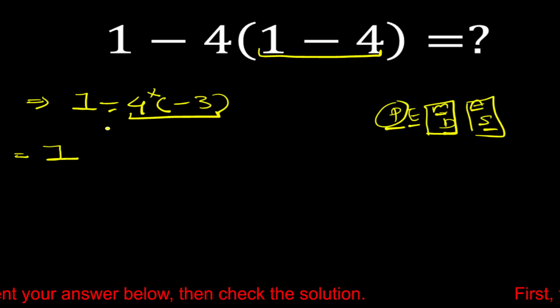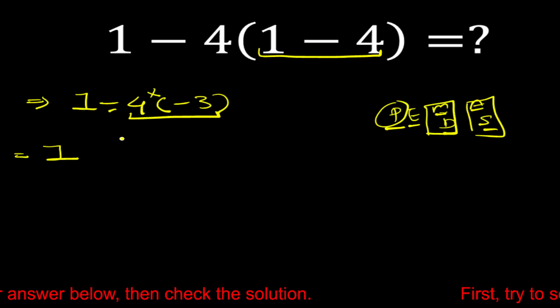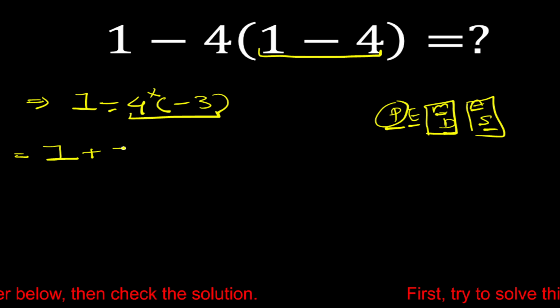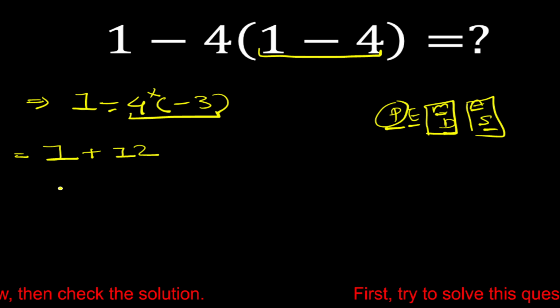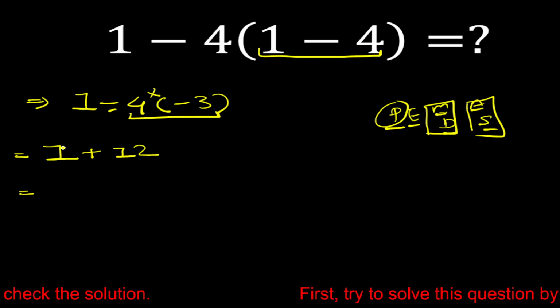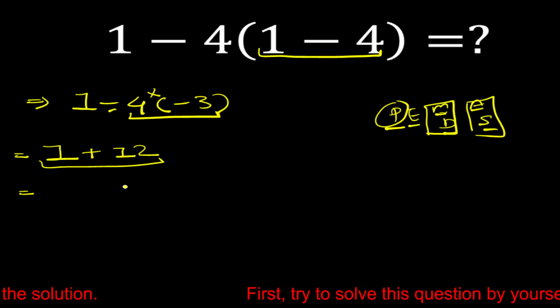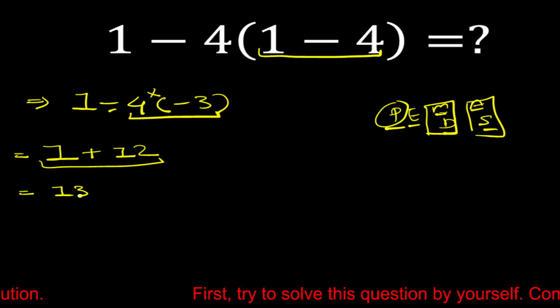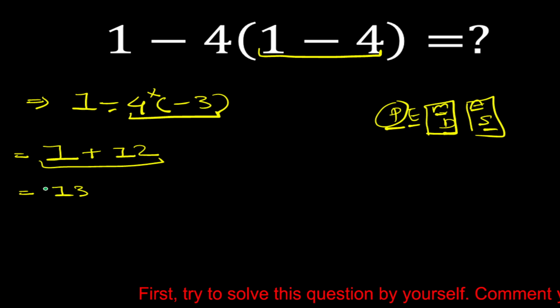So 1, now minus 4 multiply minus 3 is equal to plus 12, okay? Now 1 plus 12 is equal to 13. Therefore, the correct answer is 13.